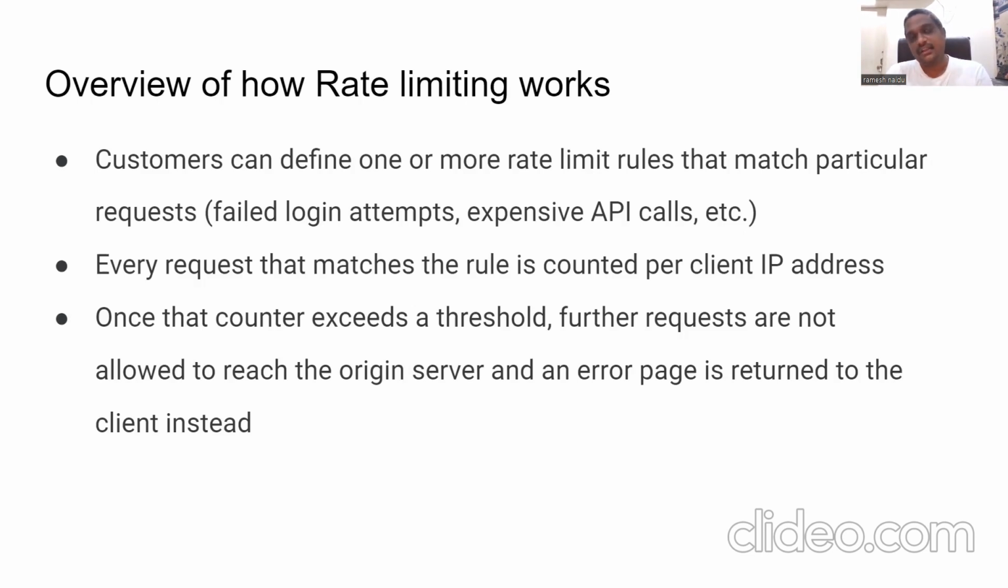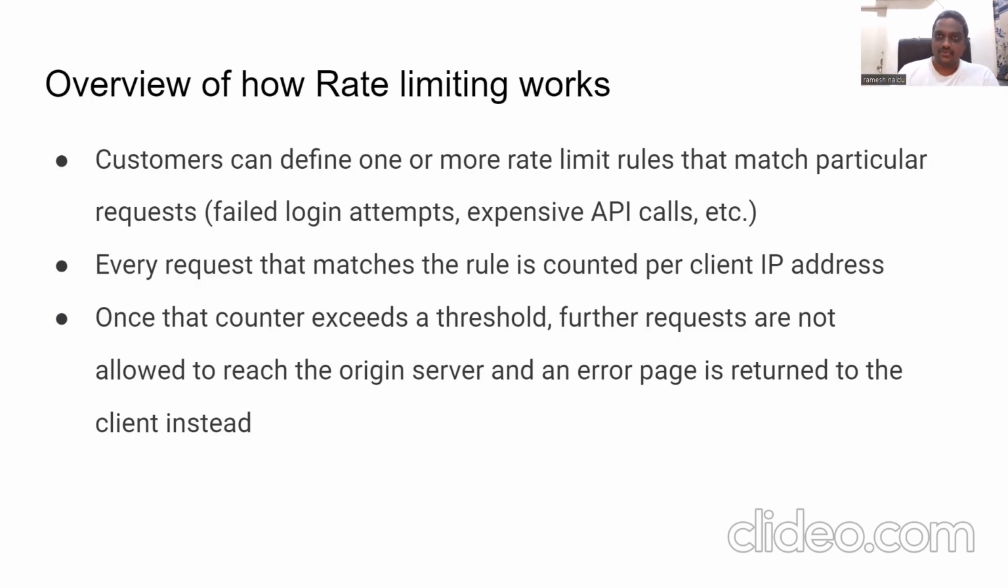Then whenever a request comes and matches the rules, the counter is computed. It could be per client, per IP address, or per IP address per domain address, whatever way it is. There'll be a counter which keeps incrementing. So whenever a request comes, the counter increases.